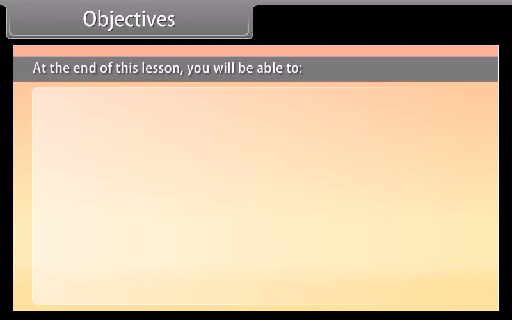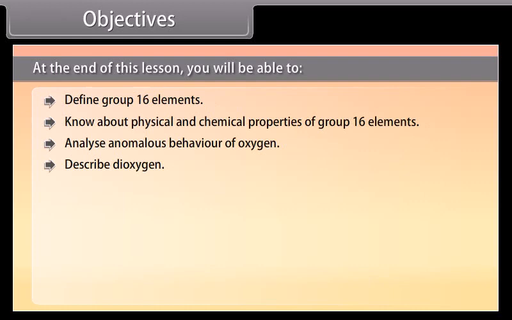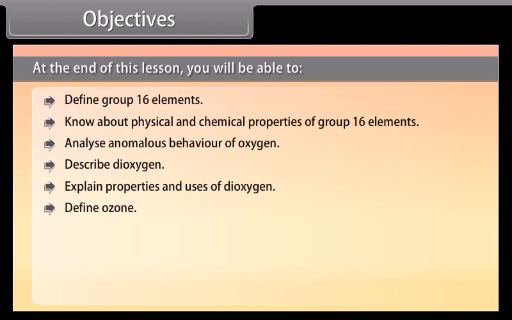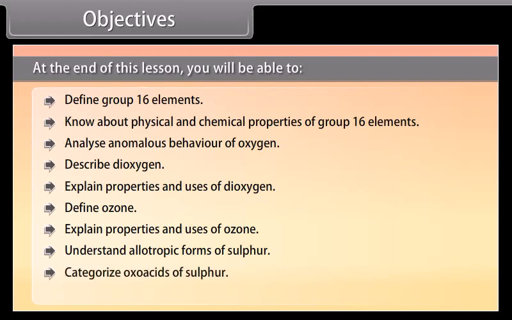Objectives. At the end of this lesson, you will be able to define group 16 elements, know about physical and chemical properties of group 16 elements, analyze anomalous behavior of oxygen, describe dioxygen, explain properties and uses of dioxygen, define ozone, explain properties and uses of ozone, understand allotropic forms of sulphur, categorize oxoacids of sulphur, explain sulfuric acid.